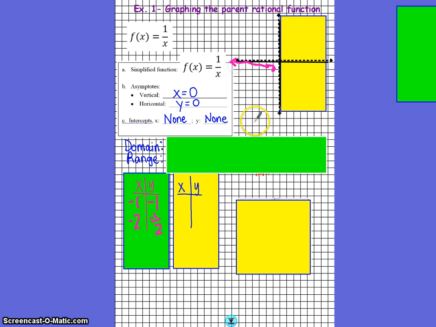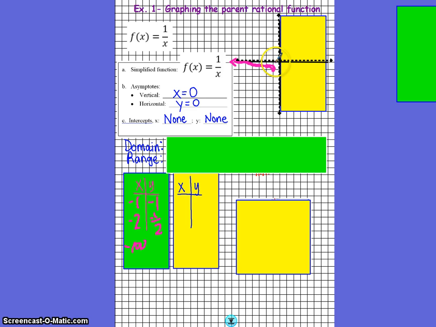Okay, and let's just test a value. What would happen if we plugged in -100 into our original function? Well, we would get -1/100. So hopefully you can see that we would get really, really close to that horizontal asymptote, but in this case it would never cross it. If we look, and I know that's a really messy sketch, sorry. Hopefully you get the idea.